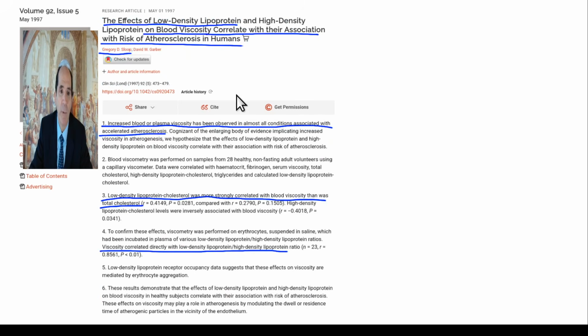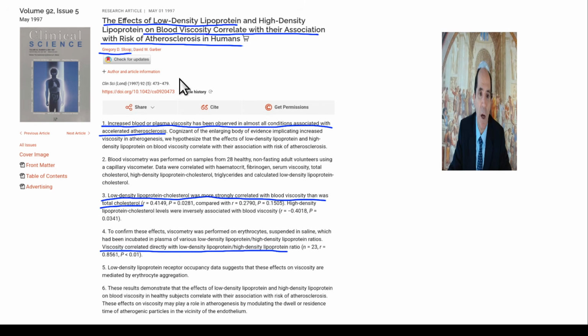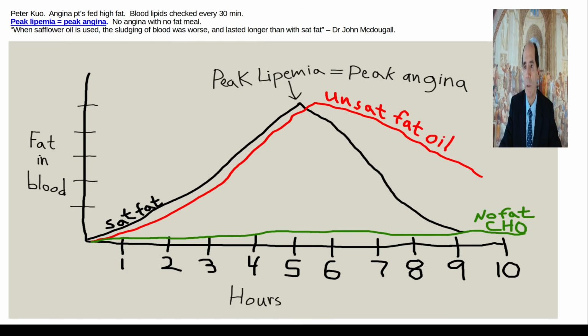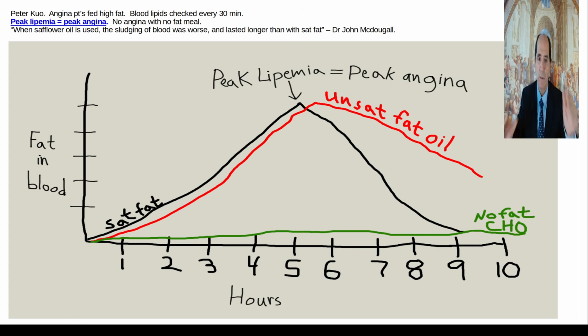Okay, here's a paper by Gregory Sloop showing LDL lipoproteins, LDL cholesterol, increasing blood viscosity, which is going to lower oxygen delivery to the tissues. Here's the work of Peter Kuo, and later on Meyer Friedman and Ray Rosenman did similar work to show that when you eat the high-fat meal, you get less oxygen delivered to the tissues. And the fat accumulates in the blood. They've done it with people.